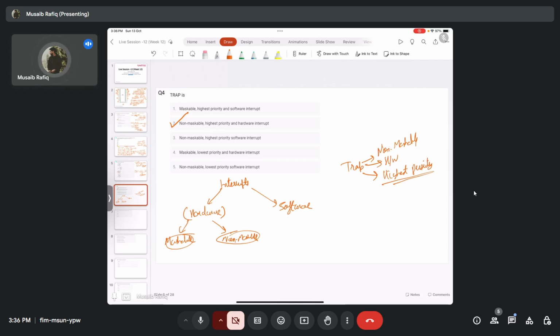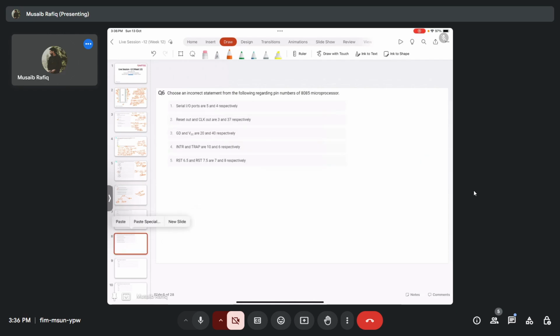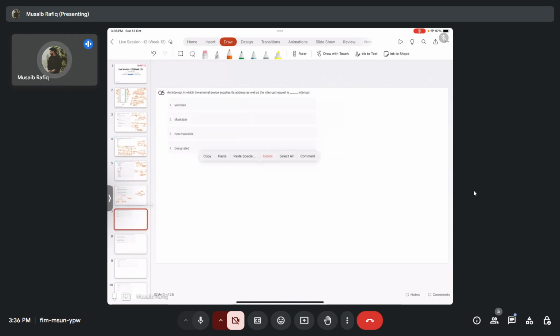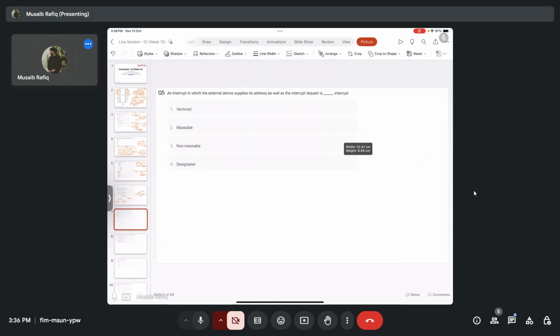Now we have question number 5 of today's live session. It states that an interrupt in which the external device supplies its address as well as the interrupt request is dash interrupt. Anyone?